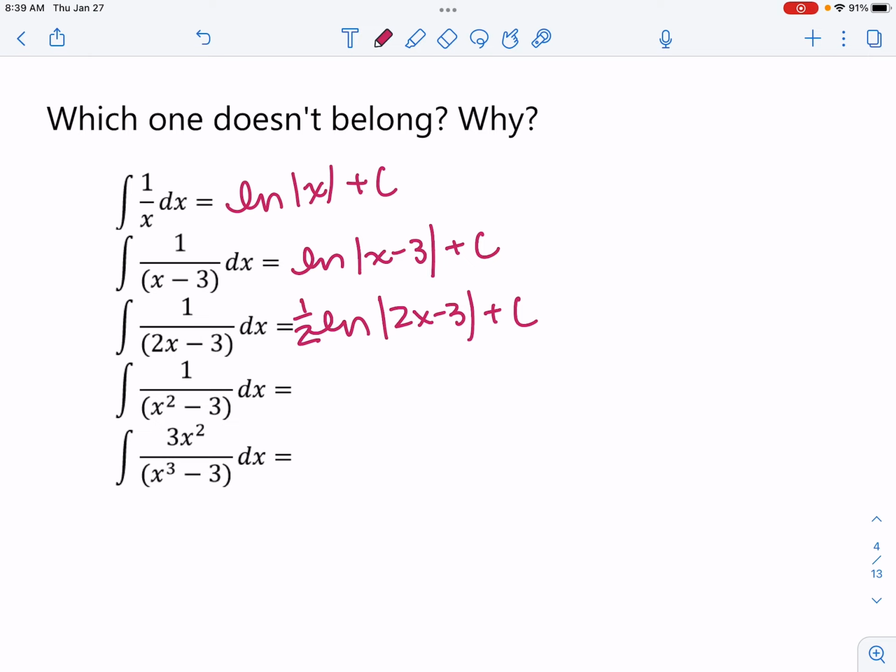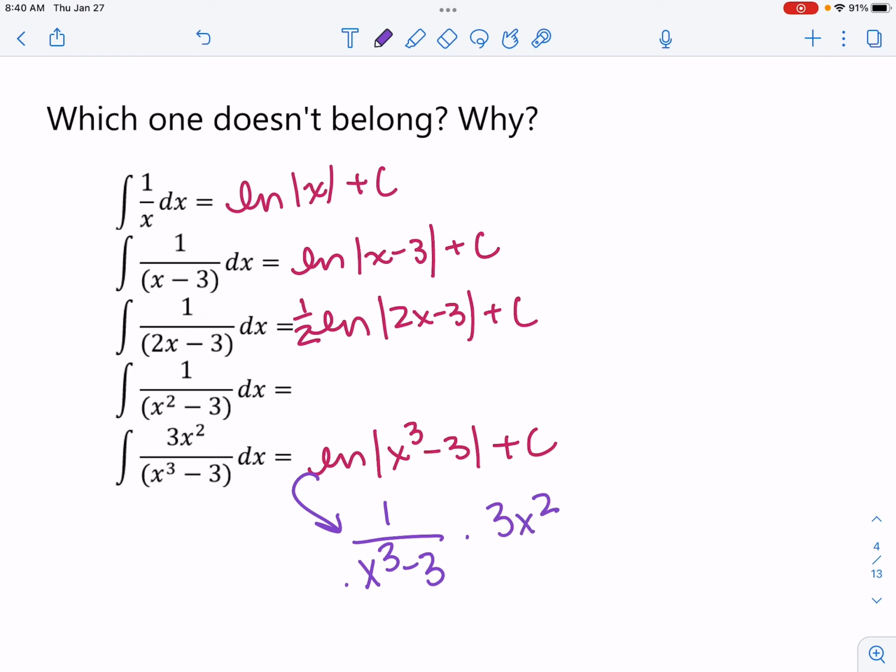These next two are different, right? I'm seeing some issues with this fourth integral. Can you spot an antiderivative for that last one? Hopefully you can see that we will have ln of x cubed minus 3. Because if you were to try to derive that to check, we would need chain rule. So 1 over x cubed minus 3 times the derivative of x cubed minus 3, which is 3x squared, and that is indeed what we started with, okay?